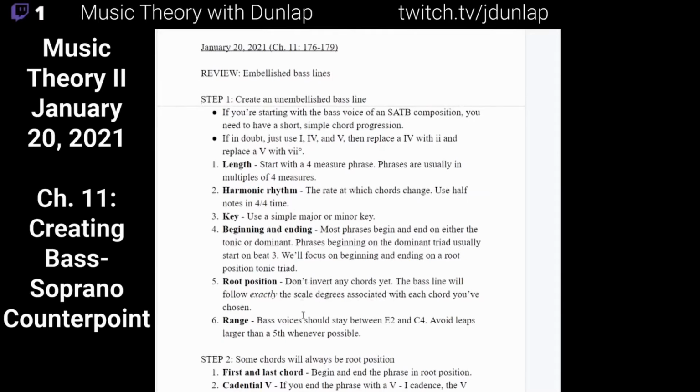Next is range. The bass note should stay between E2, which is a ledger line below the bass staff, and C4, which is a ledger line above. Avoid leaps larger than a fifth whenever possible. Sixths can happen, but beyond that, we'll get more into that later.